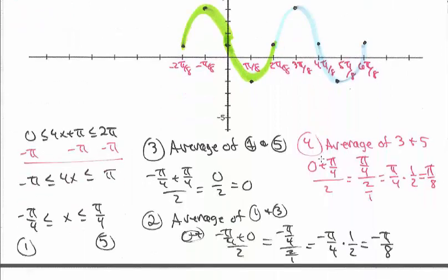The idea is to take the argument of the sine function and put it between these two values, 0 and 2 pi, and then solve for x. That gives you points 1 and 5. And then the rest of these points, 2, 3, and 4, are just averages. So if I average 1 and 5, well, then I get the middle one, which is 3. 2 is the average of 1 and 3, and 4 is the average of 3 and 5.